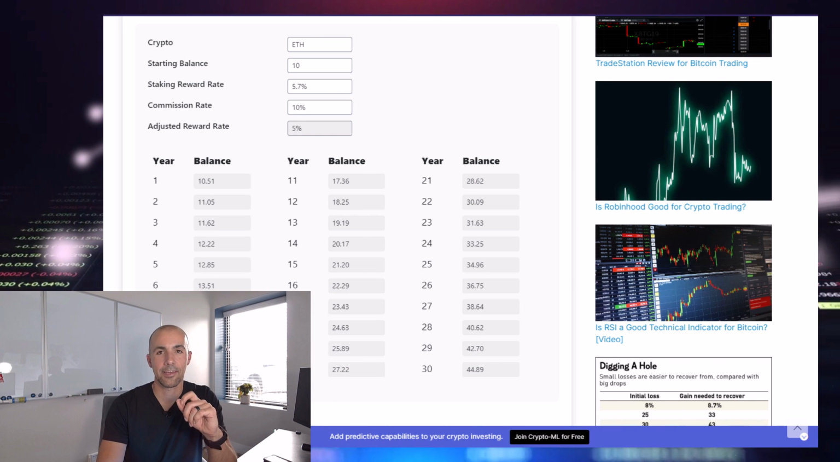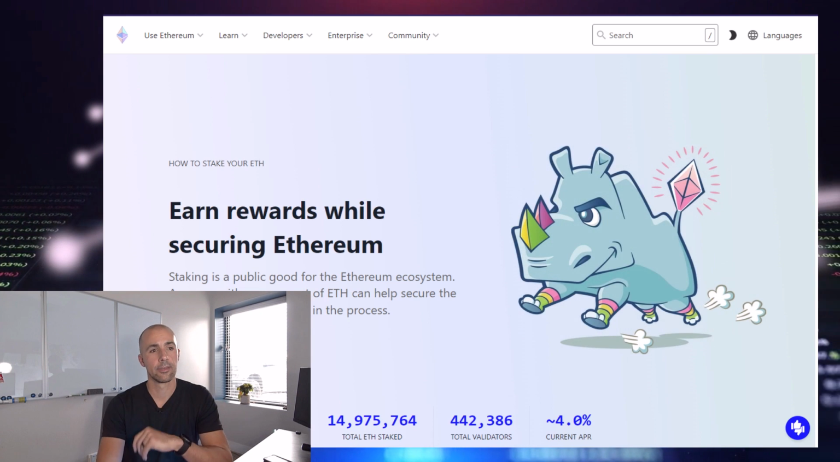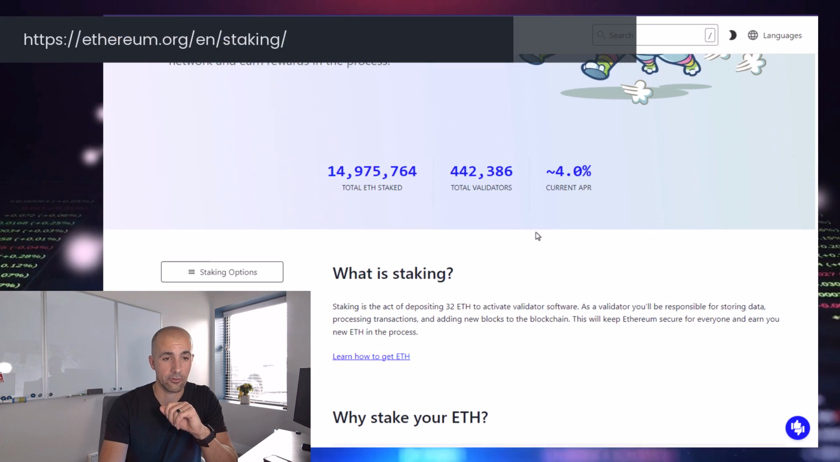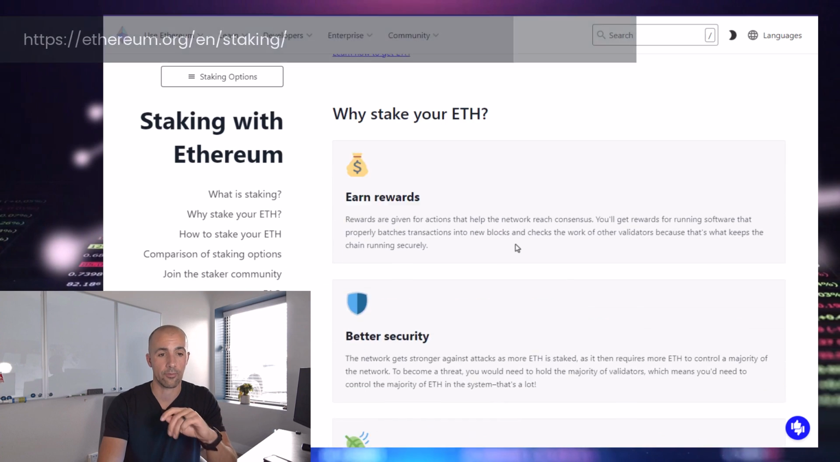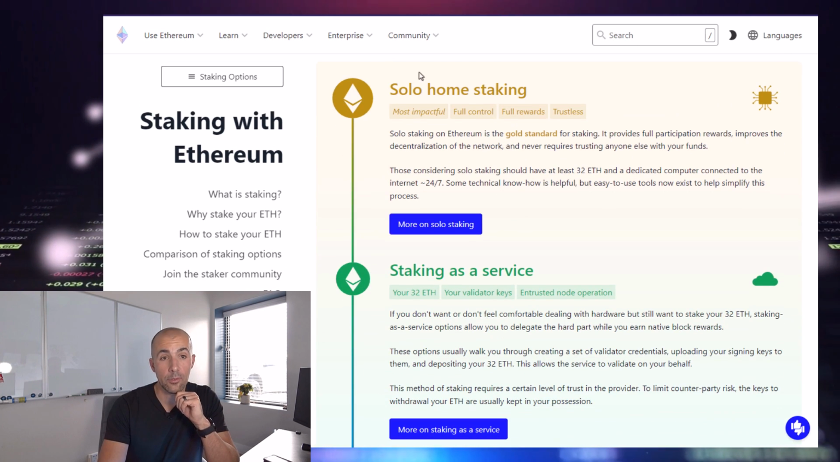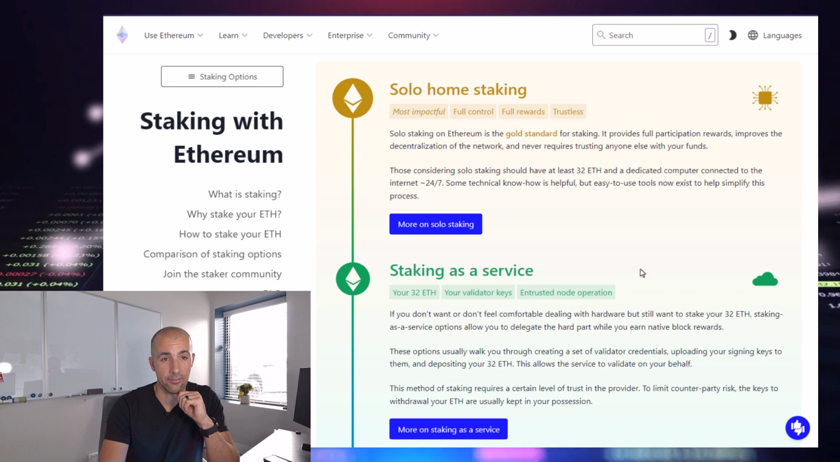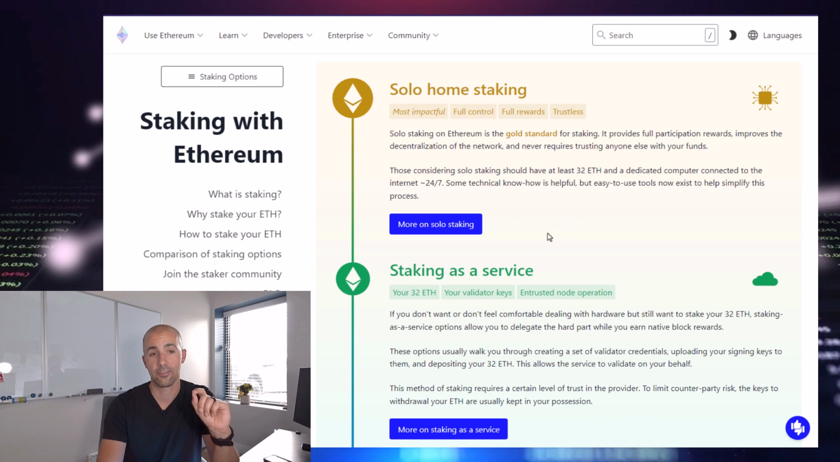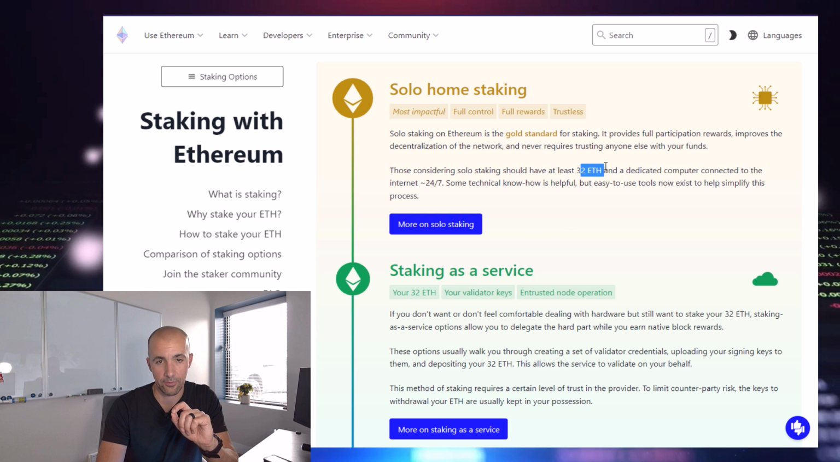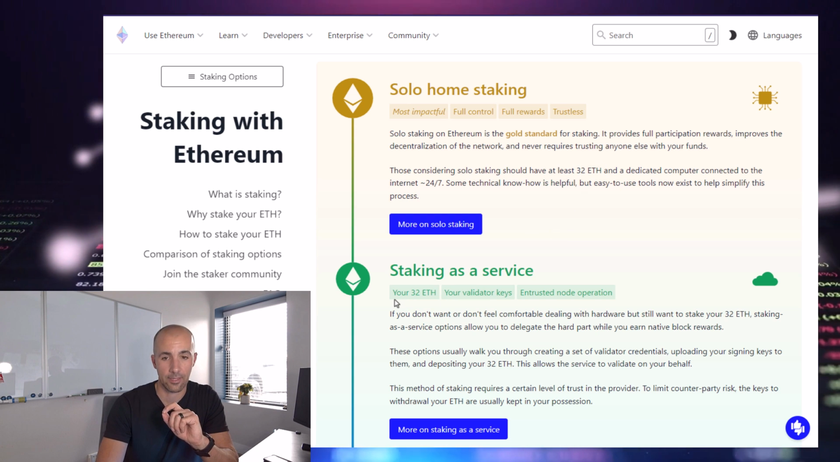All right, now let's take a look at your staking options. So the official Ethereum website actually has really good information on your staking options. They cover 4 different options here, so I'll scroll down and cover these. The first two, solo home staking and staking as a service, you'll notice have pretty stiff requirements. So these both require 32 Ethereum, so that's when you hear about staking in Ethereum, that's where this comes from.